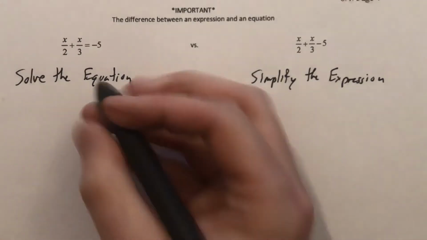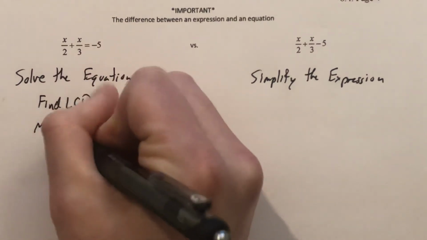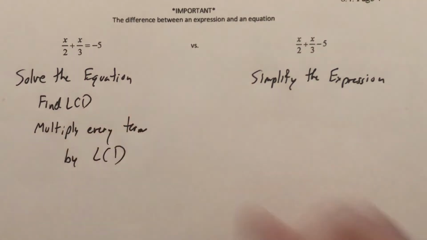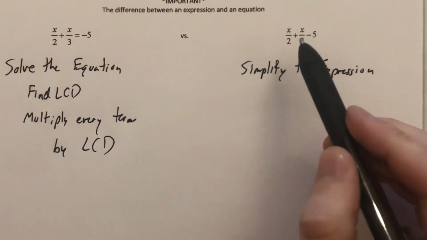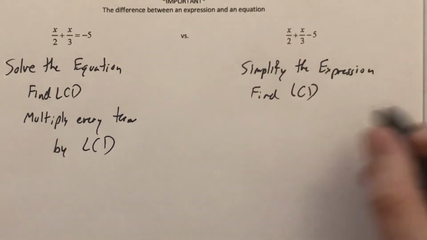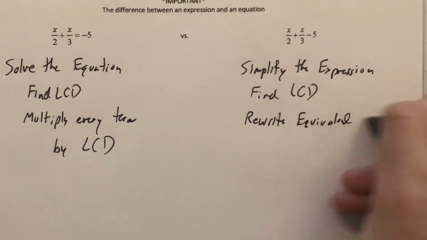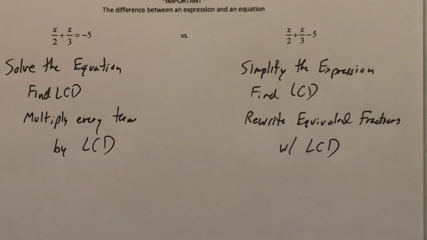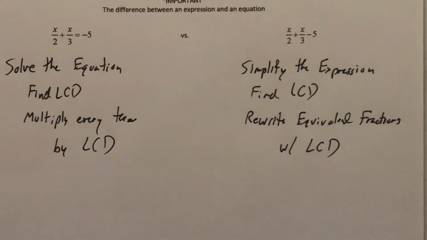Here, the stuff we just learned, you're going to want to find the LCD, but then you're going to multiply every term by the LCD. That's our first set of steps there to get that in a simpler form. We do not do that over here. Don't go back to 6.2 and start multiplying by LCDs. Here, we find the LCD, and then we rewrite equivalent fractions with the LCD. We find the LCD, and then we rewrite every single term as a fraction with that LCD in it, and then combine them through addition, subtraction.